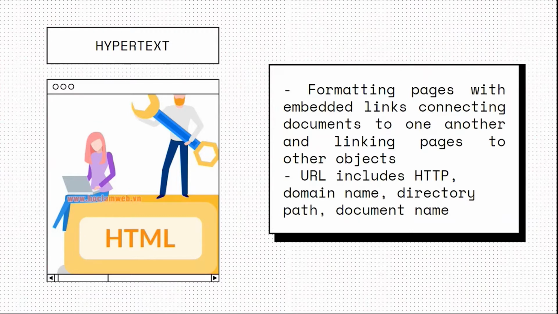The web address is called a Uniform Resource Locator, or URL. It includes HTTP, domain name, directory path, and document name. When typed into a browser, a URL tells it exactly where to look for the information.